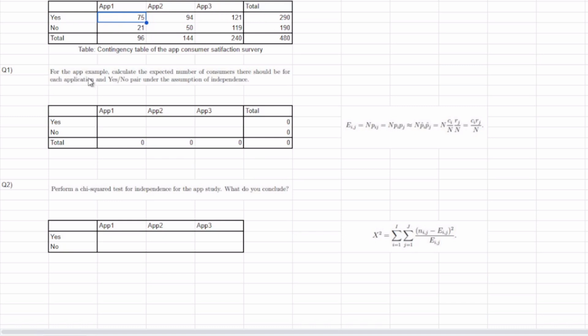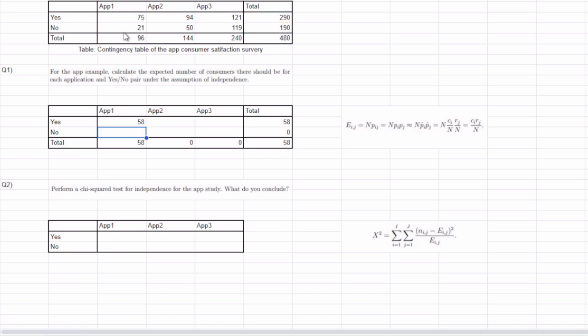The first question says, for the app example, calculate the expected number of consumers for each application and the yes or no pair under the assumption of dependence. We use this equation for the expected value, which is the column total for app 1 times the row total, divided by the total number, 480. You can write this out on paper, I'm just doing it in Excel. We calculate 290 times 96, all divided by 480, which gives us 58.